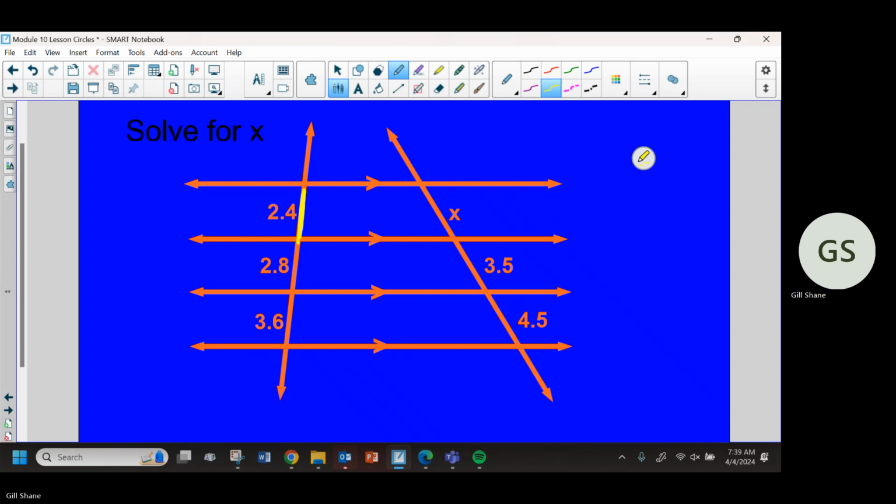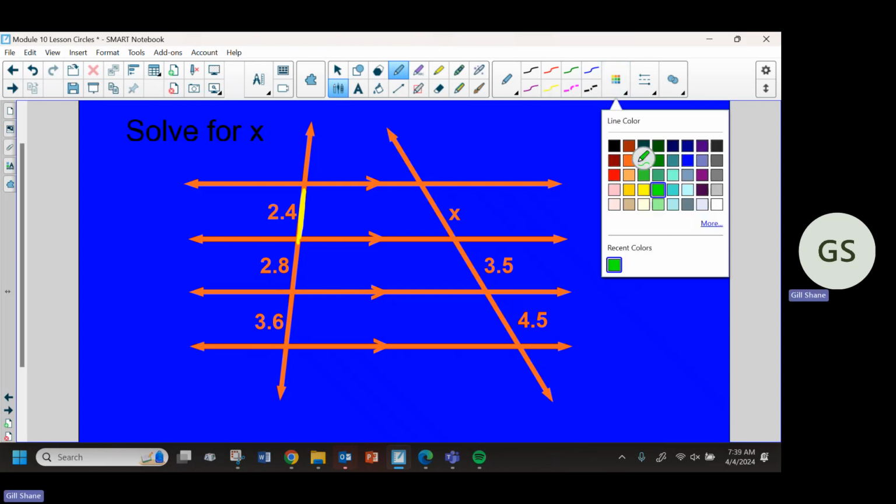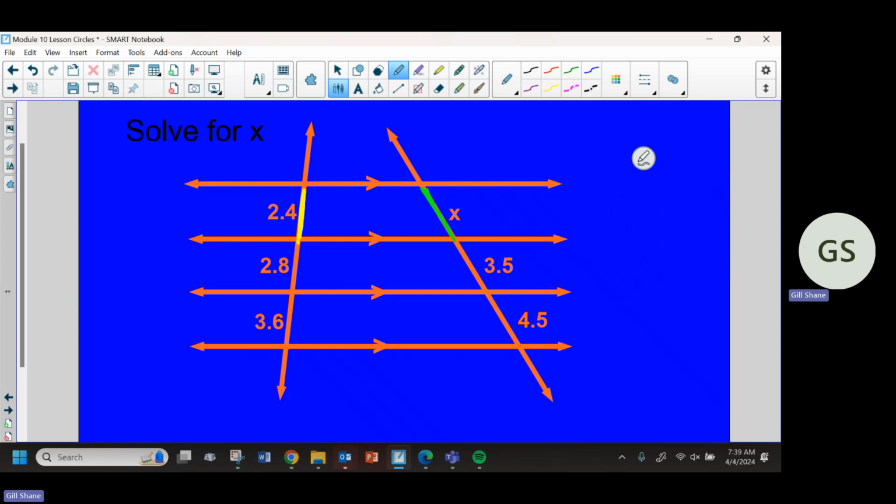Choose a different color. It creates that yellow line. The proportion that would be created between that yellow line and that green line is the same proportion that would be created between these yellow lines and those green lines. If you have parallel lines cutting through, again, you're creating similar triangles.